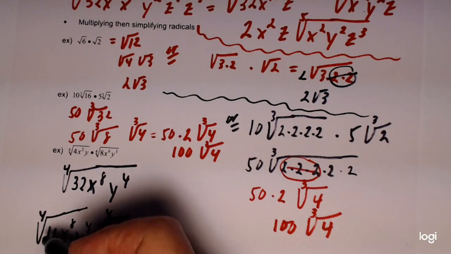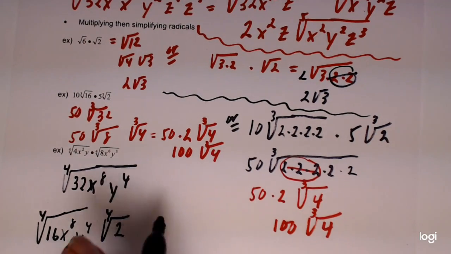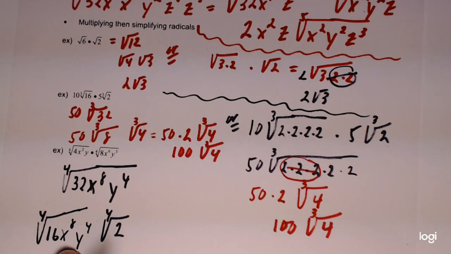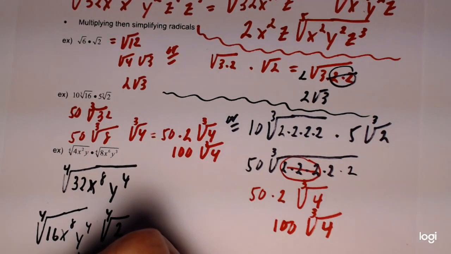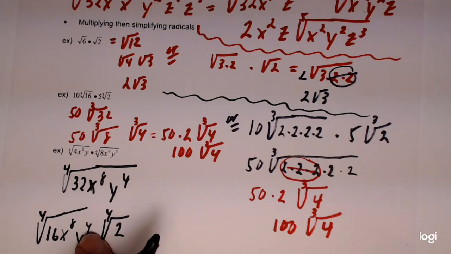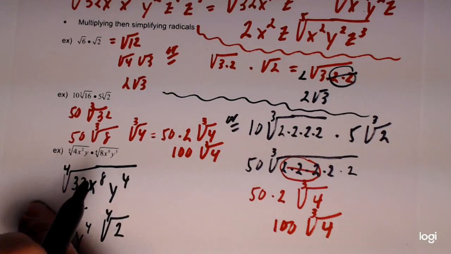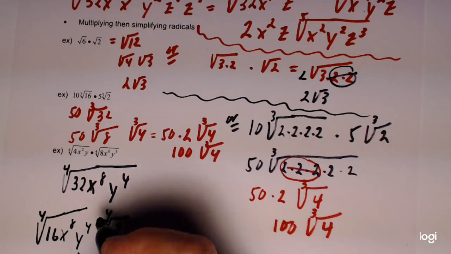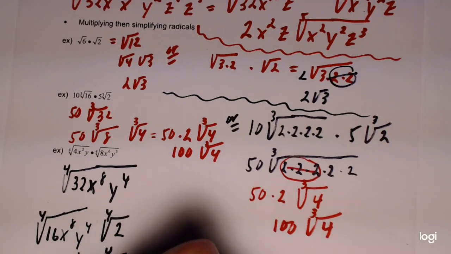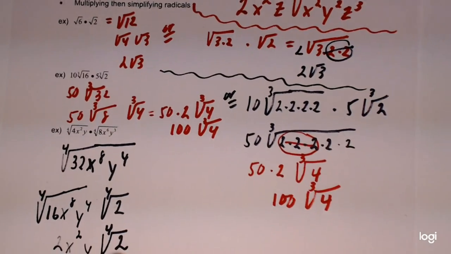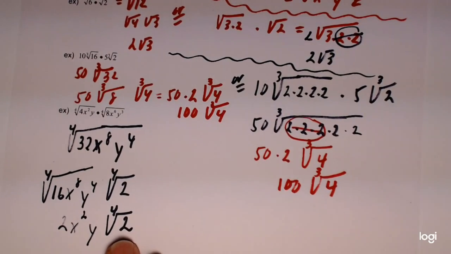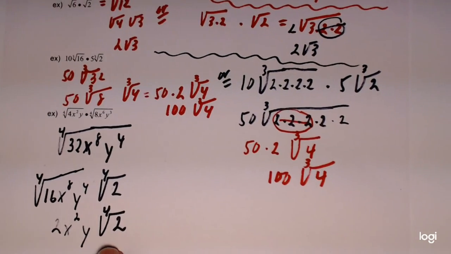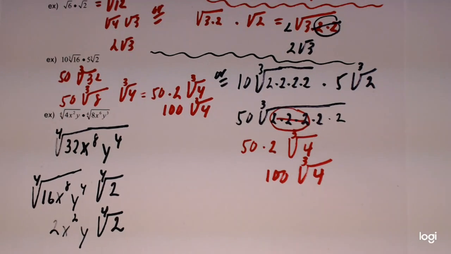So fourth root of 16 is going to be 2. Fourth root of x to the 8, 8 divided by 4 is 2, so we have 2x squared. Y to the 4, 4 divided by 4 is 1 for y. And then that, fourth root of 2 just sits. We can't simplify that anymore.